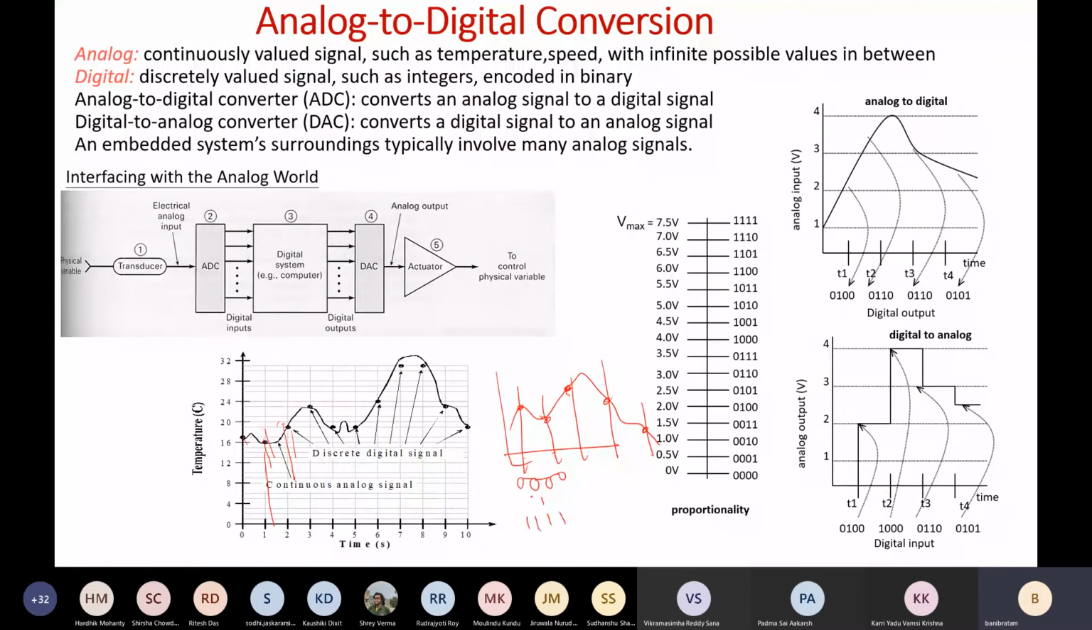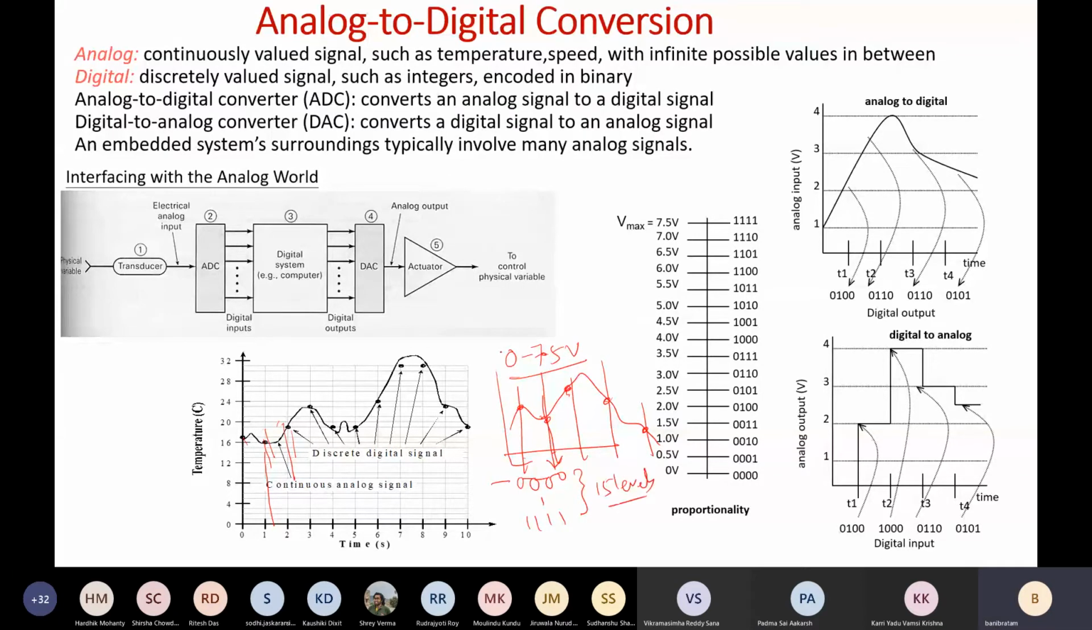So 0 to 15, these are the possible levels you can consider, right? Suppose, for example, we consider an analog signal with a range of 0 to 7.5 volt, and we want to correspond this 0 to 7.5 volt to 0000 to 1111. Then how many levels will there be between 0000 and 1111?